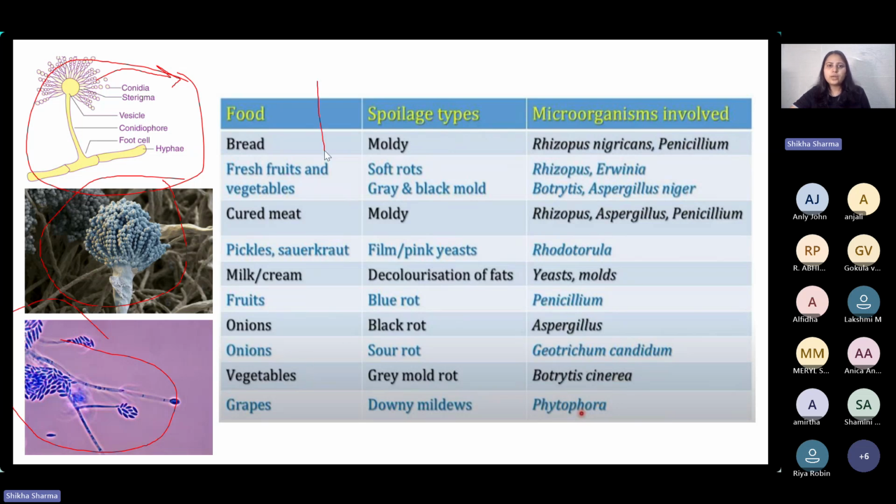So these are different foods, and they are spoiled by fungus. Different fungus. If you see, they are like different breads. Molds can form because of Penicillium and Rhizopus. And in milk or cream, yeast and mold can grow, causing decoloration of the fat. So like this.